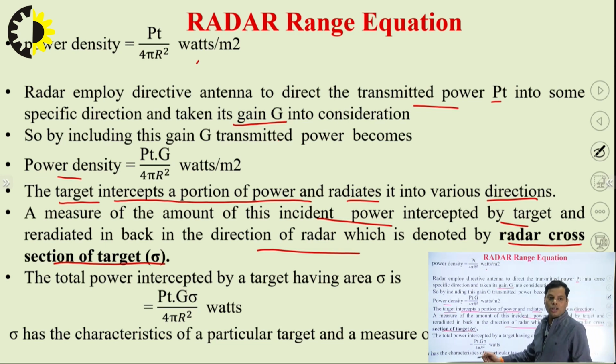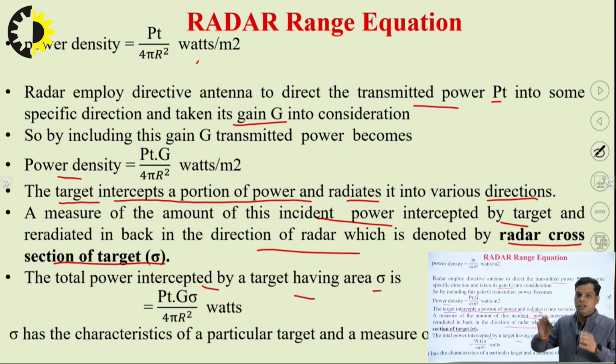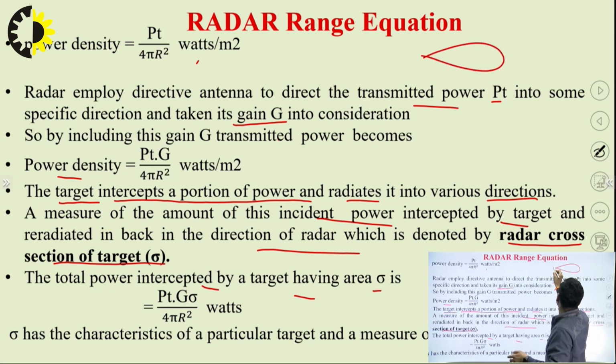So the total power that is intercepted by a target having an area: if the target is of huge size, only the specific part the power is striking will absorb it, because we are considering a directive antenna with a pattern like this. So it will not cover the whole portion, but only a specific part, and the absorption of this power is what we are now calculating.